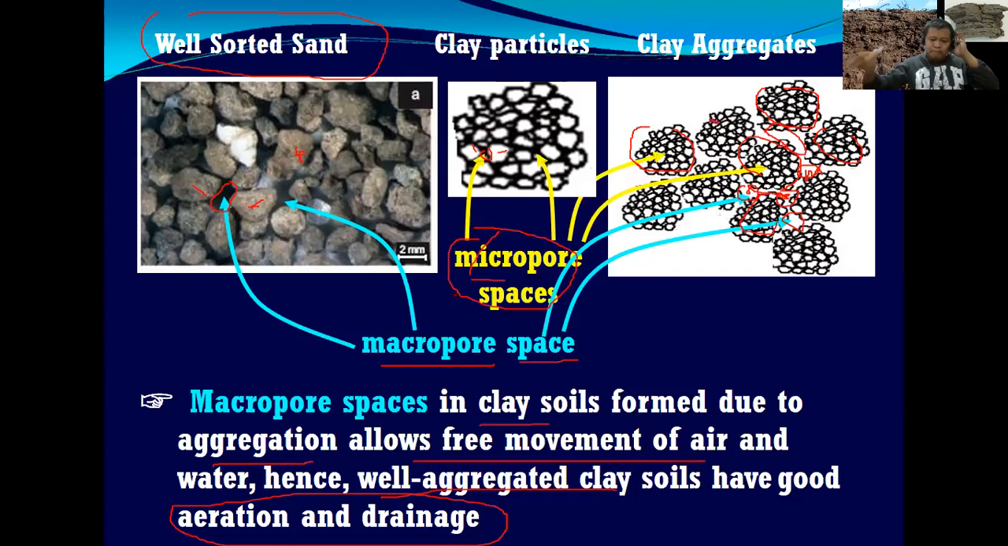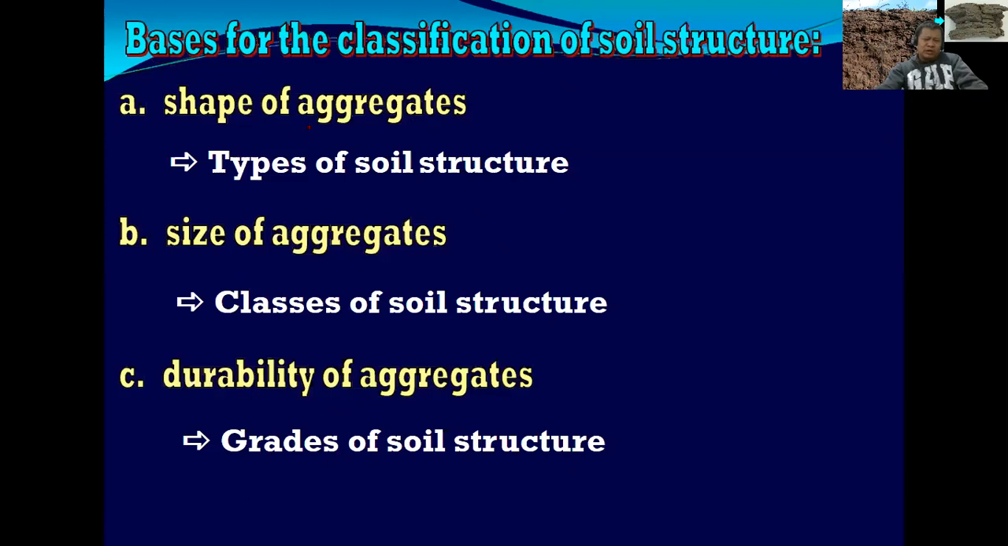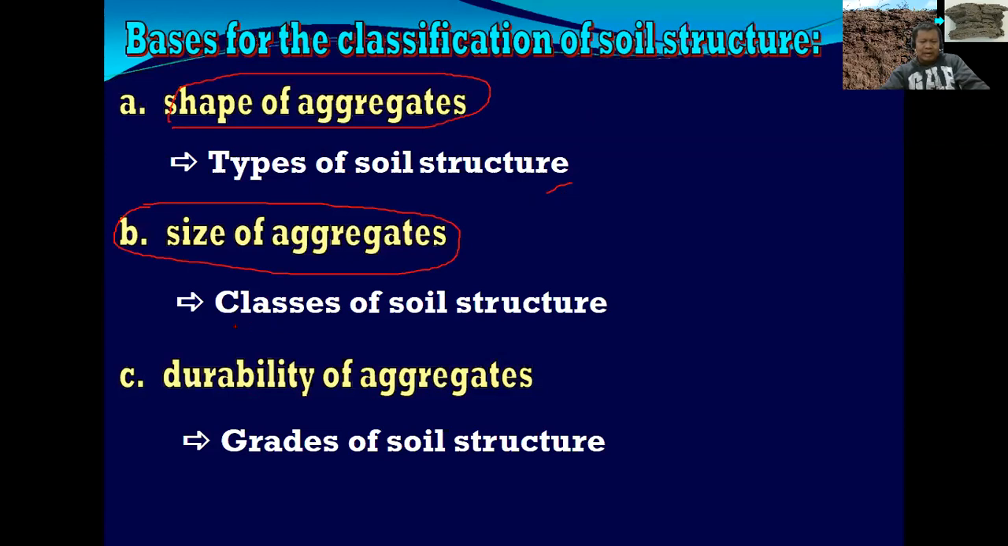Let's proceed now. I hope you understand this now. So there are bases for classification of soil structure. We classify soil structure based on the shapes of aggregates, the shape of the clumps. Because of the shapes, we have the types of soil structure. Then we also classify soil structure based on the size of aggregates, since there are small and large aggregates. That's why we have the classes of soil structure.